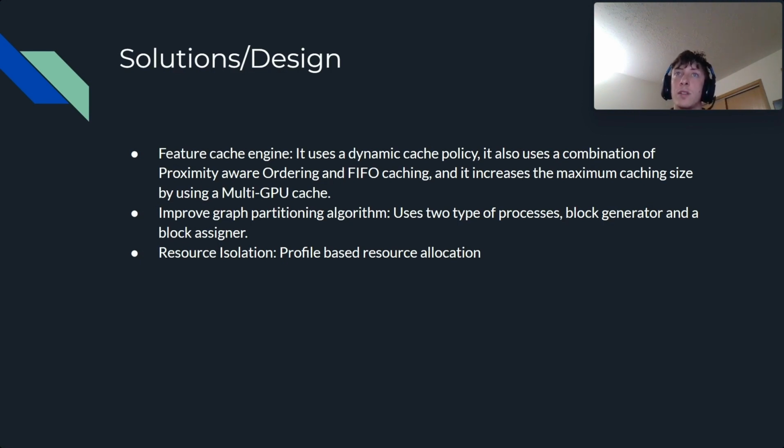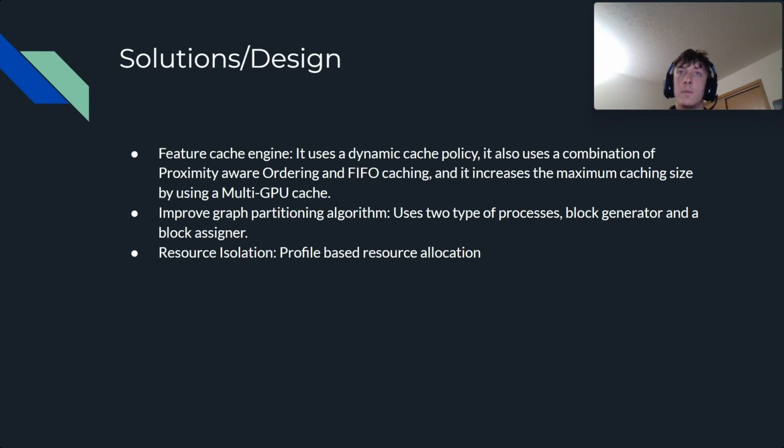The next inclusion to the feature cache engine is it maximizes the cache size. It does this by implementing a multi-GPU cache which jointly uses memory from GPUs and CPUs to create a two-level cache system. Each GPU has one cache map and one cache buffer. The researchers ensure that there are no duplicate entries among cache buffers to ensure that there is no wasted memory.